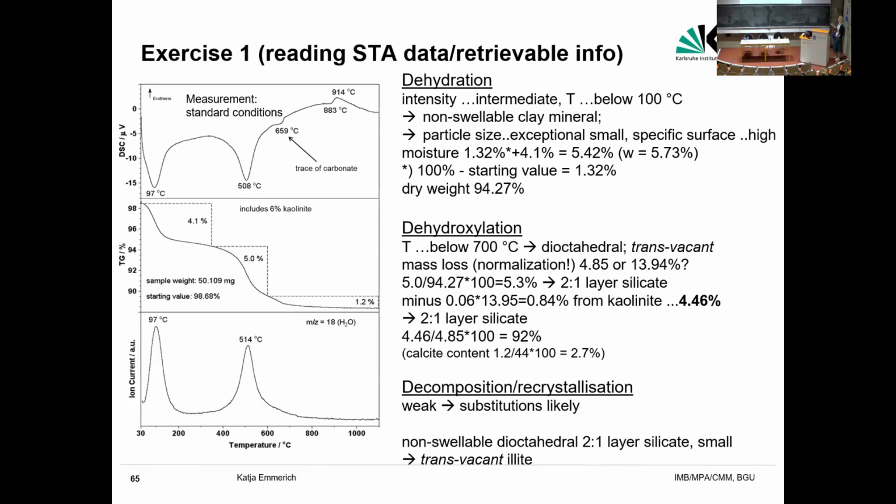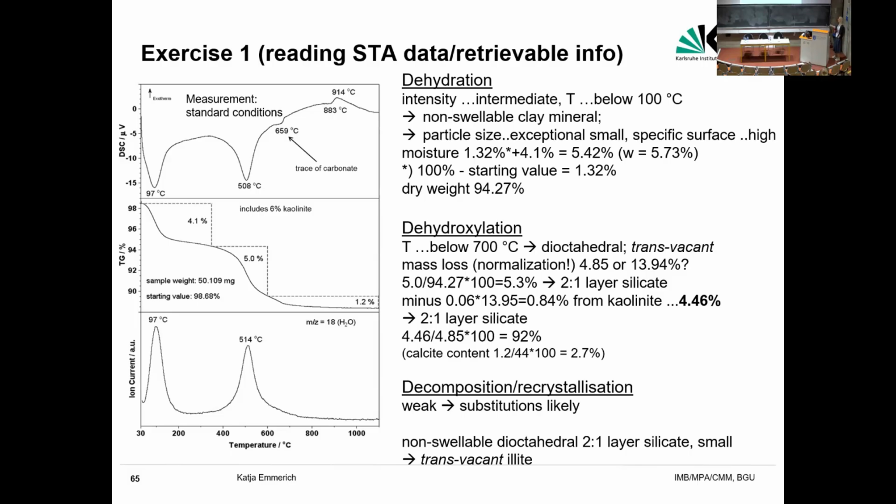And then we have another mass loss here, and there we have a trace of carbonate in the sample. You have to believe me because I don't show you the mass spectrometer curve of CO2, but exactly at this position we see evolved CO2 due to the decomposition of the carbonate.